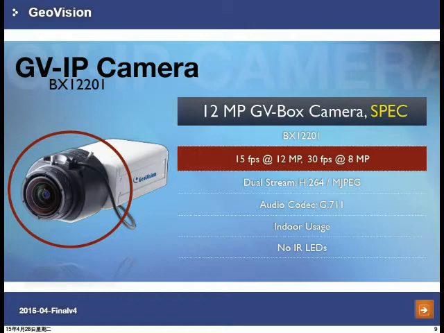Okay, the next one is also a 12 megapixel camera from GeoVision, not only a fisheye camera. You can see the part with the red circle here. This size of camera lens can provide a better image than the original fisheye or the original GV box type camera. This is a 12 megapixel camera that gives you 15 FPS, and it can also have an 8 megapixel option with 30 FPS.